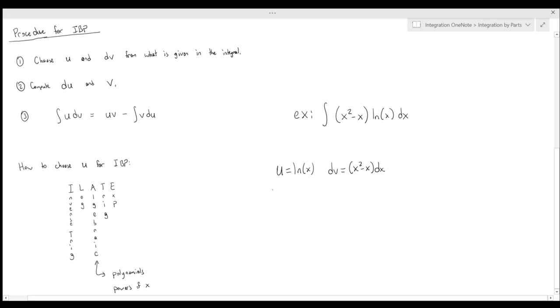All right, so then we'll compute du, which will be 1 over x dx. And we need to integrate dv to get v. So the integral here would be x cubed over 3 minus x squared over 2.